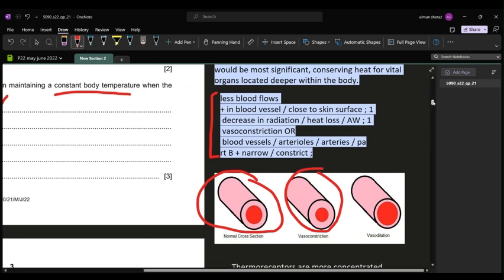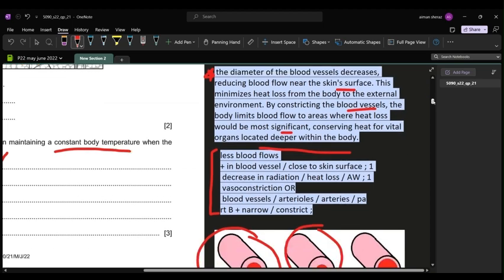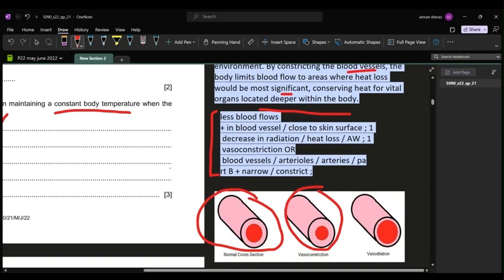That is because there should be minimal heat escaping from the body to the external environment. And by constricting the blood vessels, the body limits blood flow to areas where heat loss would be most significant, conserving heat for vital organs that are located deeper within the body. So if you look at the marking point, it says the same, that there is less blood flow in the blood vessels which are close to the skin surface, there is decrease in radiation or heat loss, vasoconstriction, and that the blood vessels constrict.